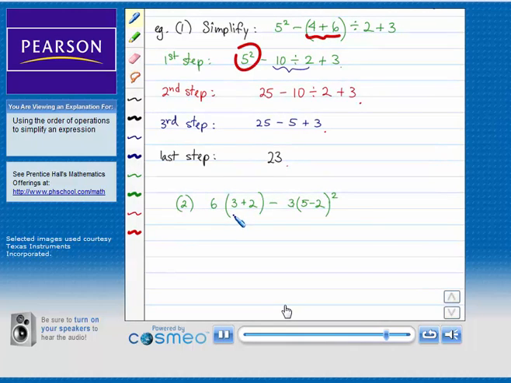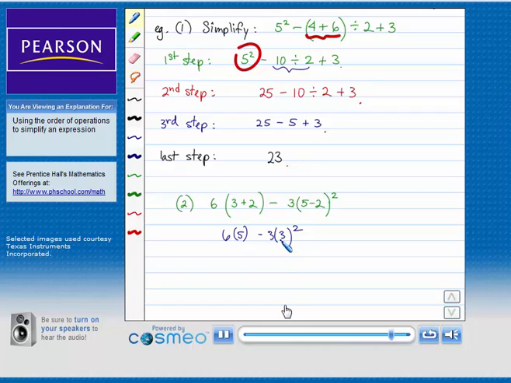Well, looking above or remembering from above, I need to first of all do what's inside the parentheses. So 3 plus 2 is 5. I'll do that first here. 5 minus 2 is 3, so I'll do that first on the right. So I've done the first step, simplified everything inside parentheses.